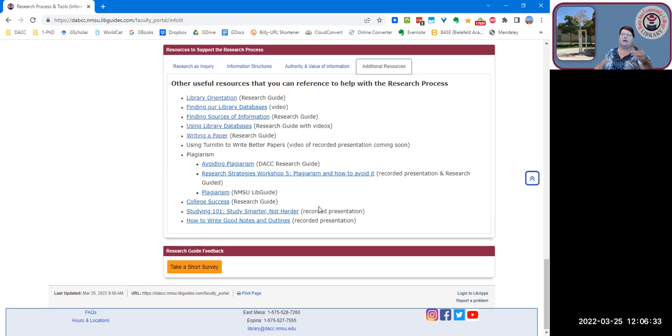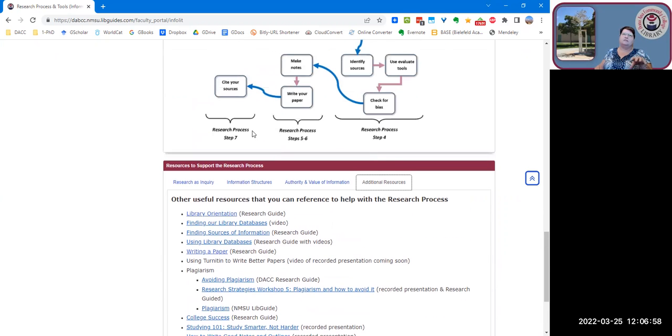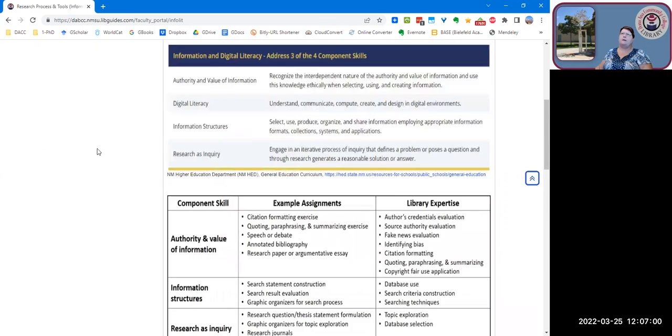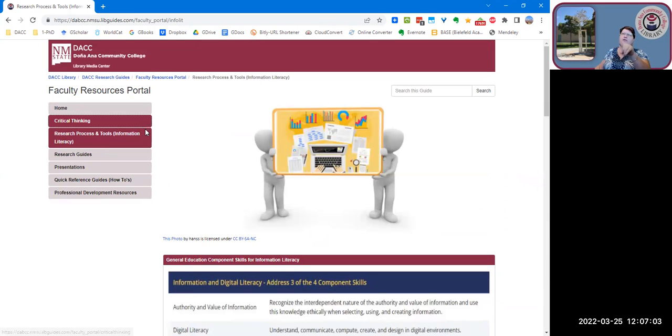But we also have a research guide on college success and gives a lot of tools for that. Studying, Jose gave a presentation. He also gave one on how to write good notes and outline. So all of these are sources that you can incorporate into your classroom or direct your students to these resources here, and they will have additional support in these areas. Now, that is based upon these two general education component skills, or skill components.